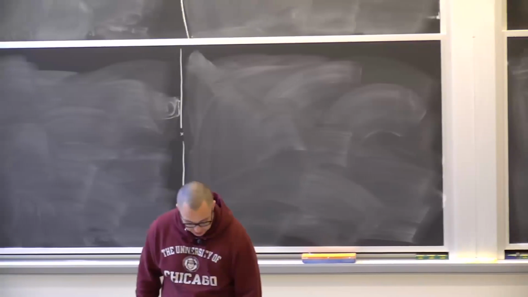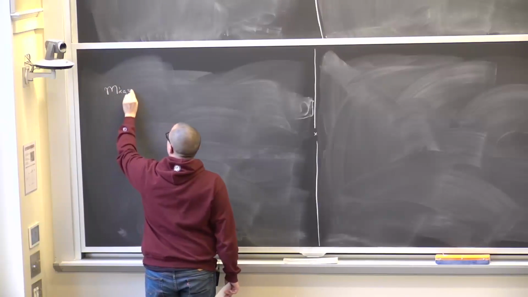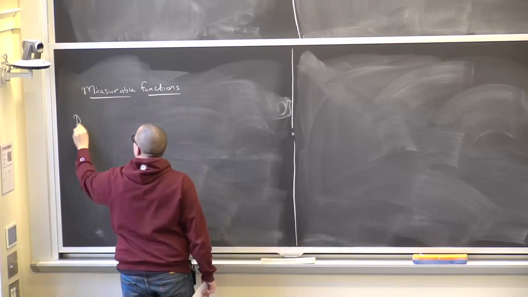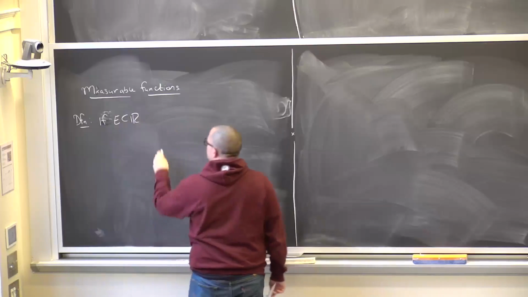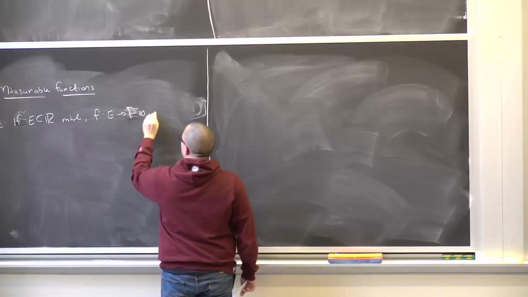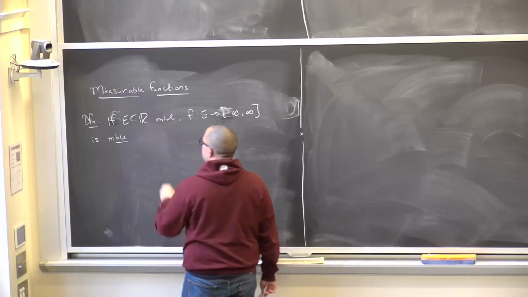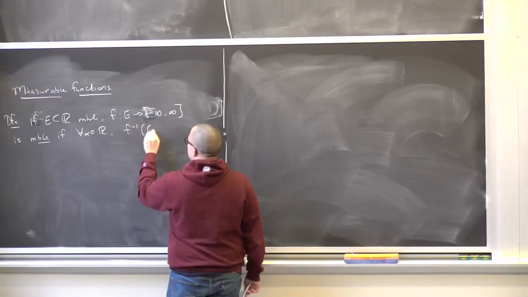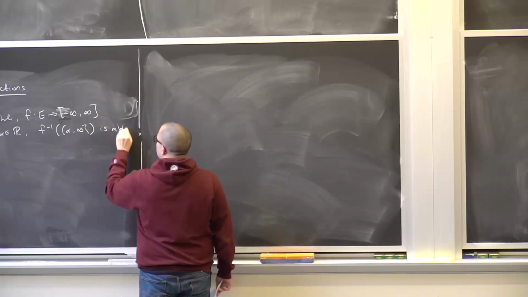All right, so let's continue with our discussion of measurable functions. So last time we introduced the notion of measurable functions. So if I have a measurable set E, a function f from E to the extended real numbers is a measurable function if for all alpha in R, the inverse image of the half-infinite open interval alpha to infinity is measurable, right?